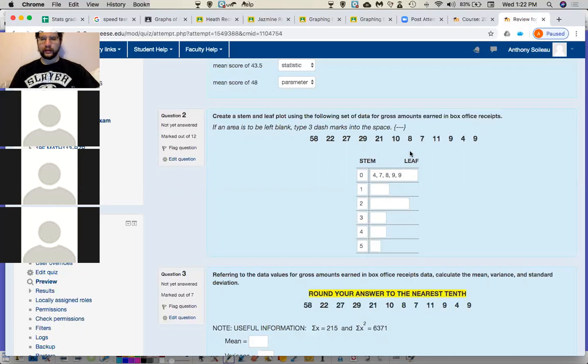Okay. Now I'm going to look for the 10s digits. I've got a 10 and an 11. I think that's all of those. Now let me look for the 20s. Let's see, the 21, 22, 27, 29. Got no 30s, so it says type 3 dashes. Got no 40s, 58.